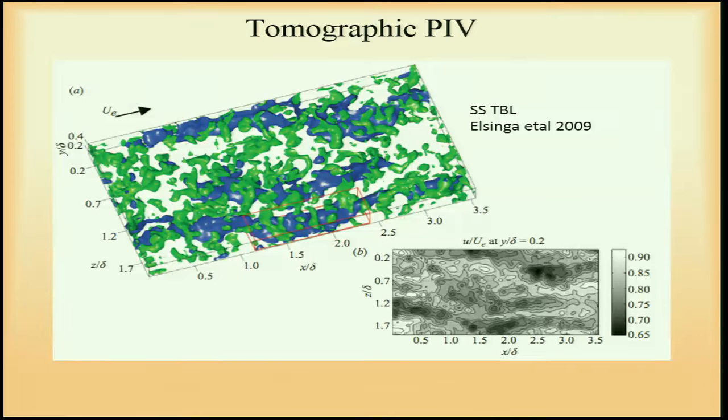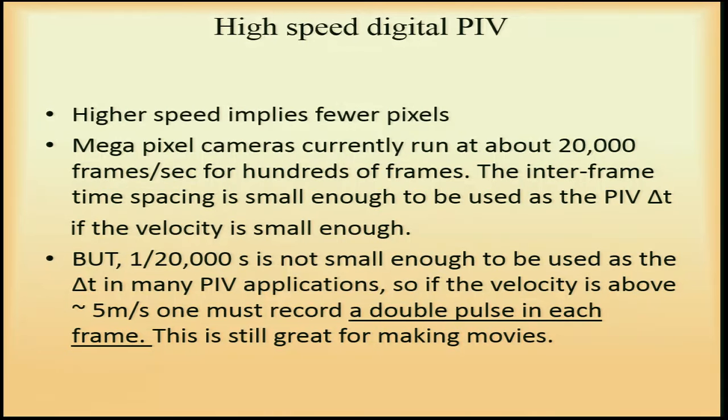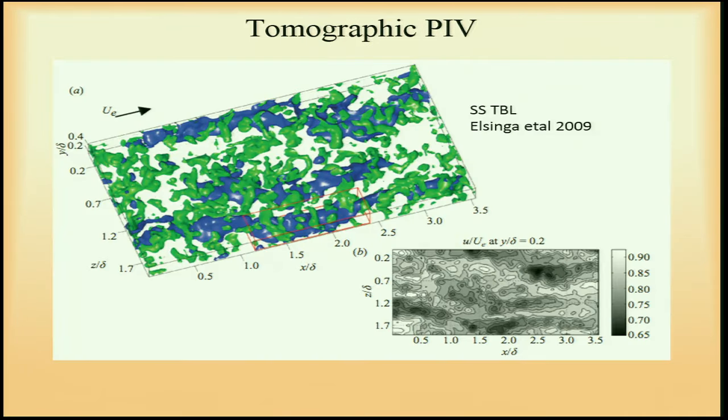Okay, so this is an example I put in by Elsinga, and it's a supersonic boundary layer. And just to show you that you can do this in high speed as well, the purple is low speed region, and the green is vortex cores.